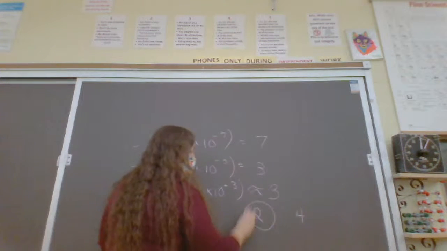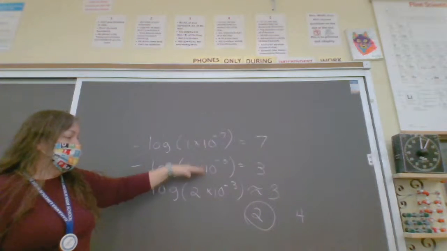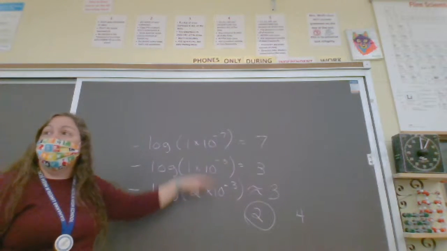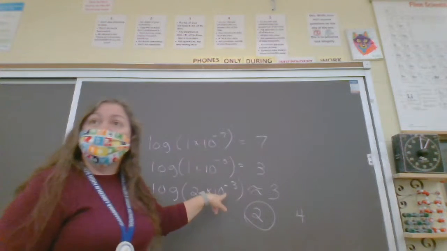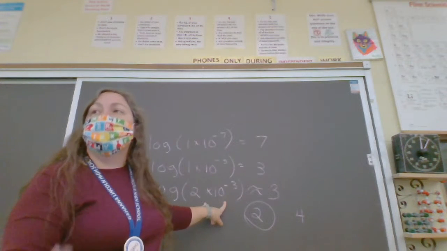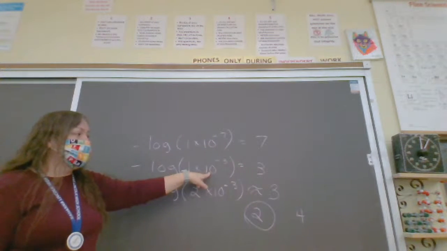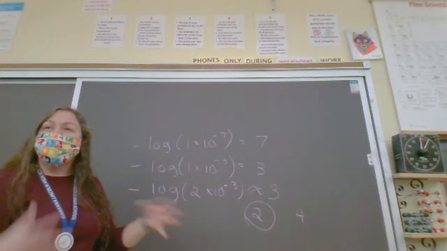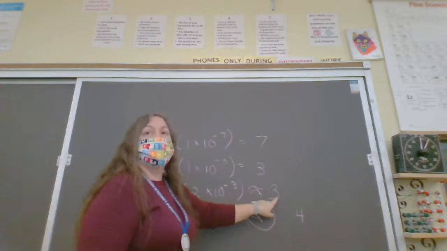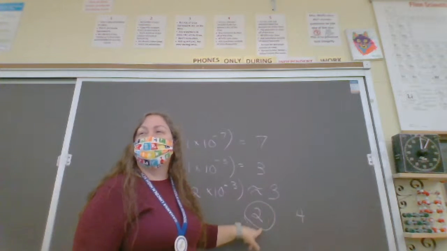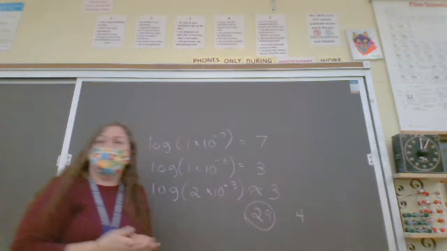If this number goes up, from 1 times 10 to the negative 3rd to 2 times 10 to the negative 3rd, it increased. If you take the negative log of a large number, it'll give you a small number. If you take the negative log of a small number, it'll give you a larger number. So it kind of works in opposites. If this number increases, then this number decreases. So to be closer to 2, maybe the answer is like 2.9 or 2.8 or something like that.